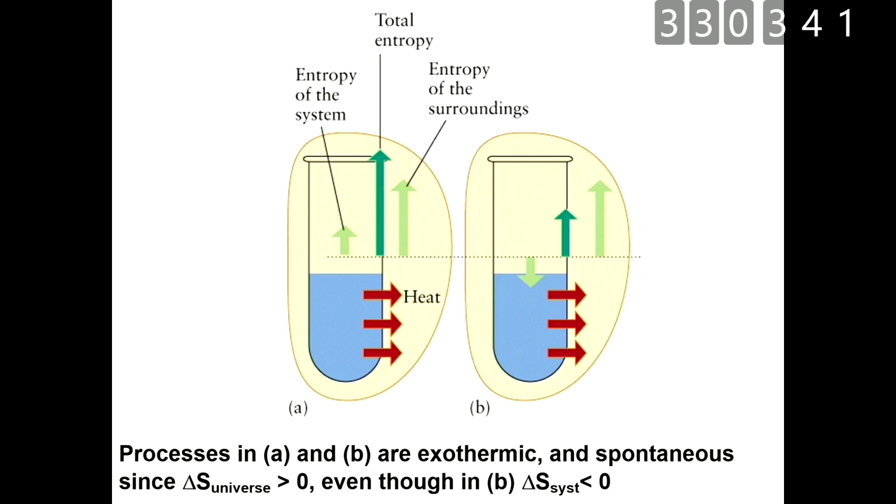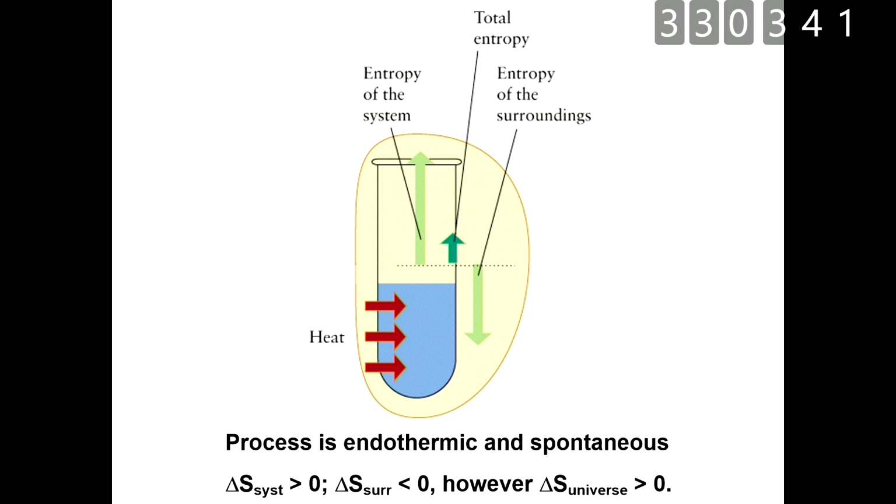So here we introduced three cases. In all these three cases, the sum entropy change of the universe is positive. So this process is spontaneous. Why is it spontaneous? Because the total entropy change is positive. And this is about the second law.